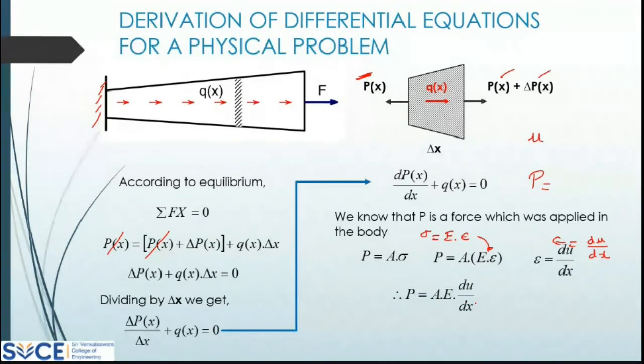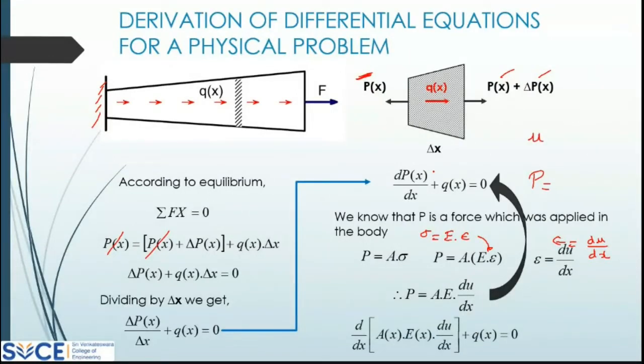Now substitute this in this equation. So I'll get an equation like this: d by dx of A into E into du by dx plus q of x is equal to 0. So this is my mathematical equation. I have converted this simple bar element to a differential equation. So everything in terms of strength of material, we changed it and we got it as a differential equation.